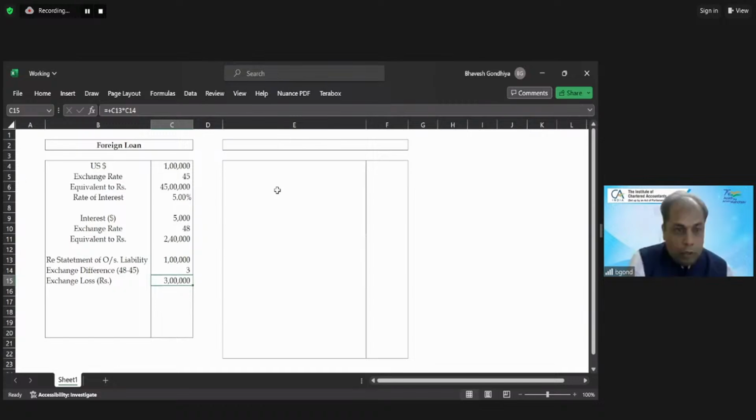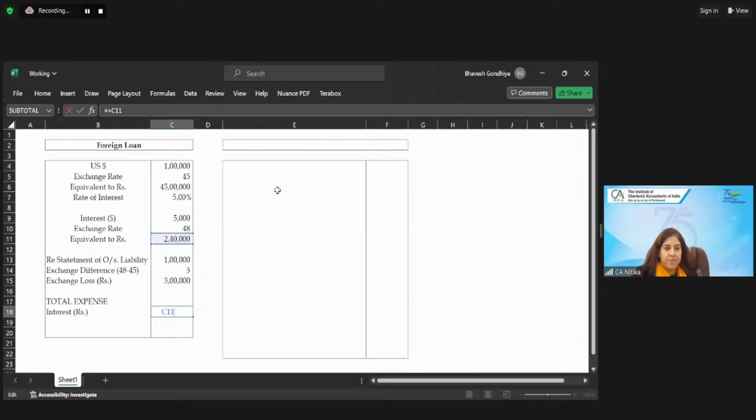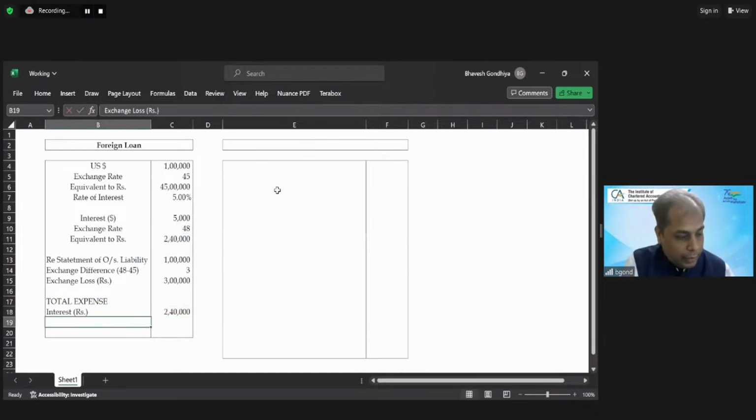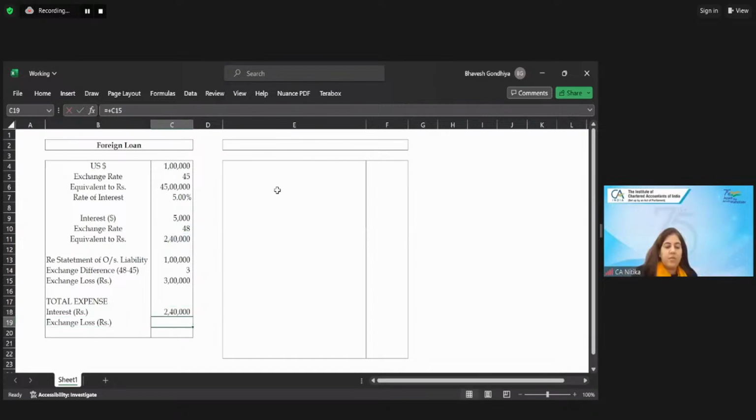3 lakh. So now, if I say, what is my total expense on this foreign borrowing? Interest, and interest is 2,40,000. Other is your exchange loss. That is your 3 lakhs. So my total is 5,40,000. Yes, sir. Is this format and the calculation very fine, ma'am? Yes, sir, it is. So now I hope your question is coming on this 3 lakhs.